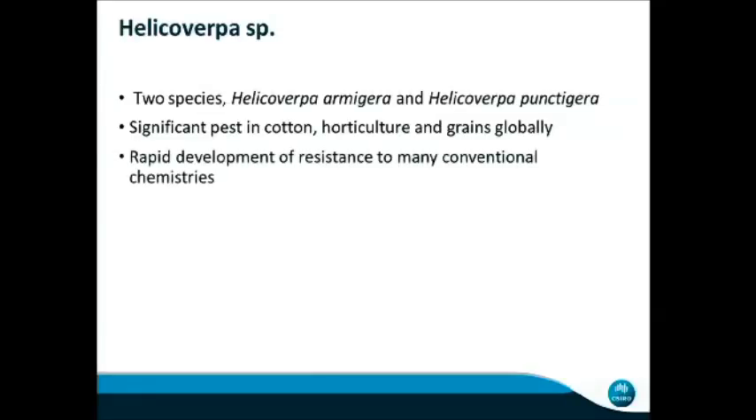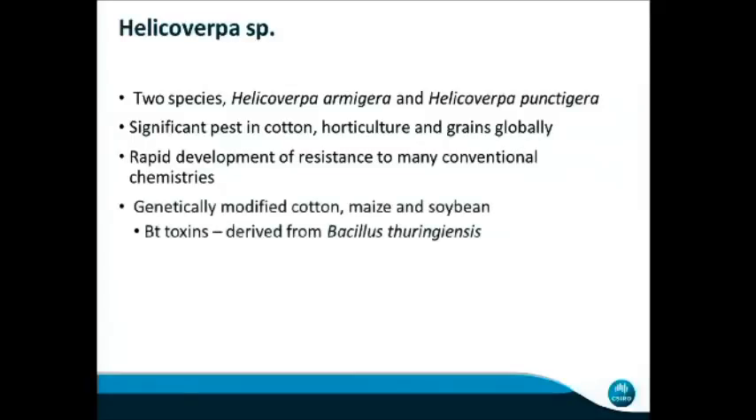And there's been rapid development of resistance to many conventional chemistries for armigera. But interestingly, very rarely for punctigera, if ever. Presumably, they're exposed to all the same sort of selection pressures, but punctigera hasn't developed resistance. So armigera in particular is one of the reasons why genetically modified cotton was introduced to Australia, and maize and soybean, particularly in the New World, are grown to control other pests, but also now to control armigera. And they are expressing Bt toxins from Bacillus thuringiensis.